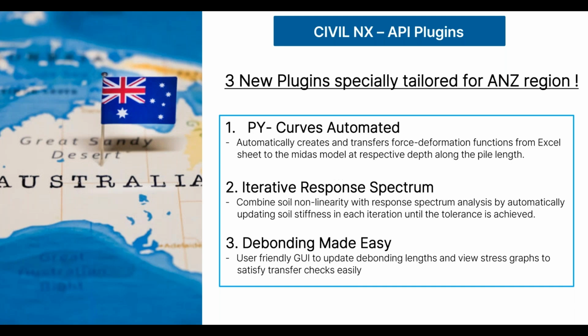So I recommend we start with very small plugins or automations which will quickly ease our tasks. To address this situation and to give engineers confidence, and also inspiration of how and what plugins should be created, we have created a few API plugins to address some of the frequently faced tedious, manual tasks, so that we can make them easy and simple. These are the three plugins which I'll be presenting: PY curves automated, iterative response spectrum, and debonding made easy. So let's look at these.